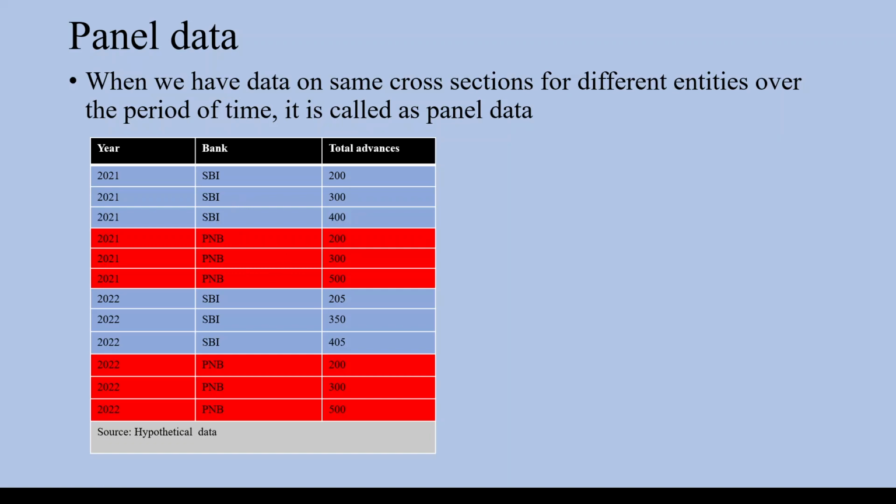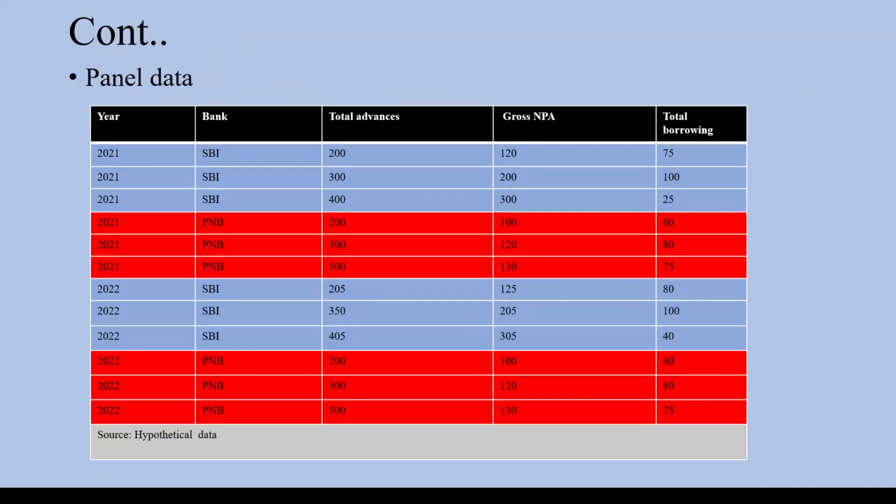So we have another example of this type of data set. Here we have data on different entities for different years. So here is the combination of two types of data sets. We have data on different cross sections, different entities and different years. This is another example of a panel data set.